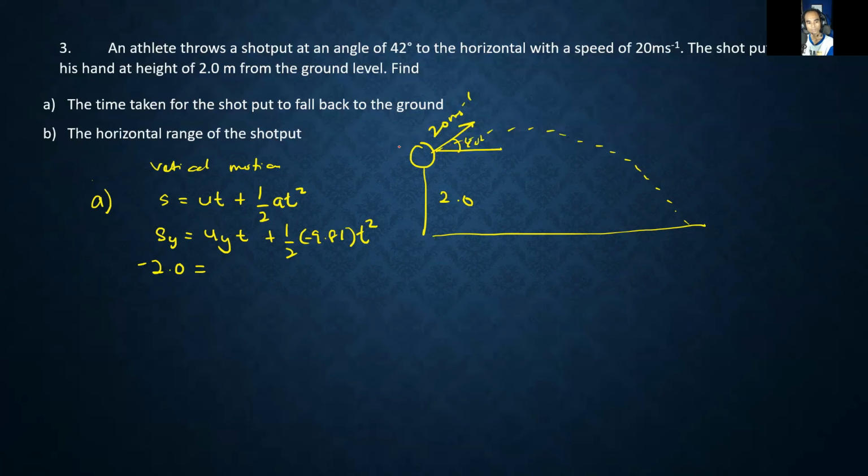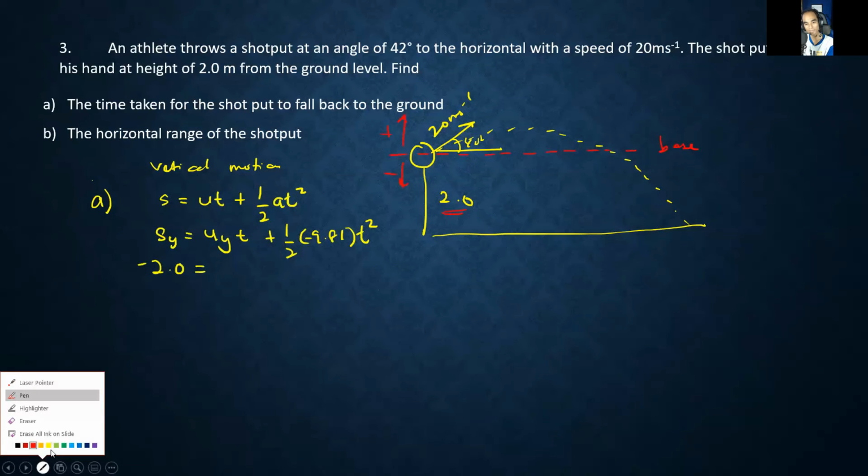Let me explain. If you have this kind of question, you take the baseline. This is called a base. Going up is positive, going down is negative. So the 2 meters is actually pointing downwards, so there you have -2. The displacement is pointing downwards, that's why you have -2.